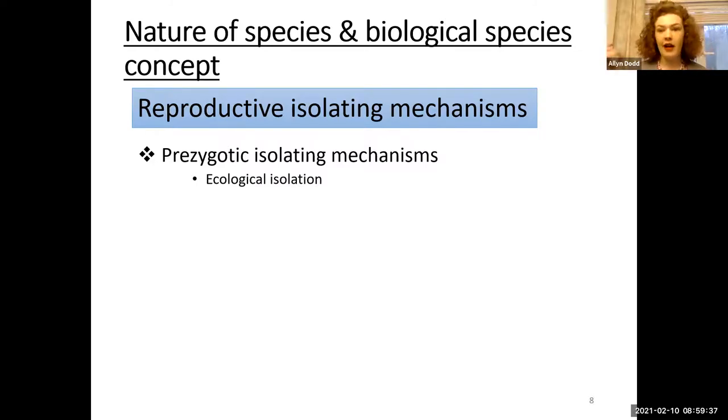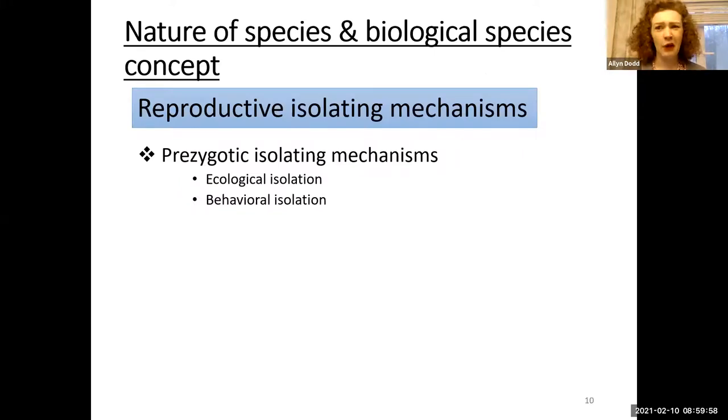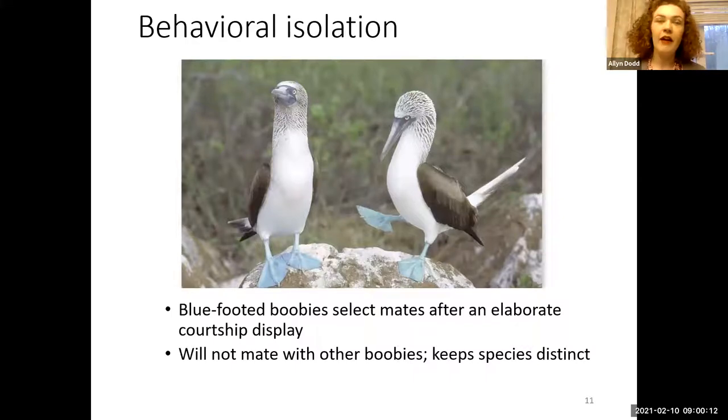So we talked about ecological isolation, where you don't necessarily have overlap in habitats. It's similar to geographic isolation. And we talked about this being why lions and tigers don't overlap, even though they could breed. They don't overlap in their ranges, just to be clear. So there are a couple more prezygotic isolating mechanisms. The next one is behavioral isolation. This is basically having differences in various cues, particularly courtship cues.